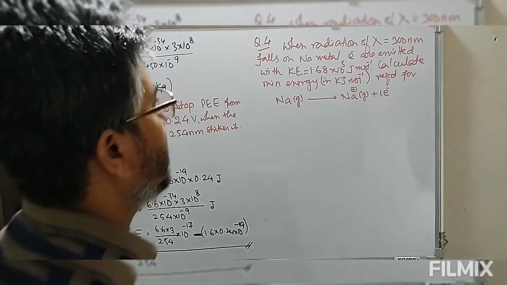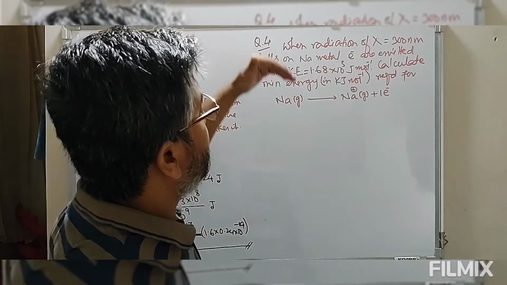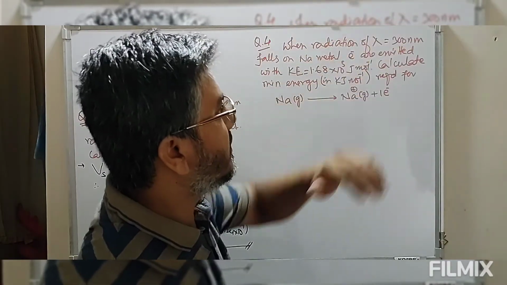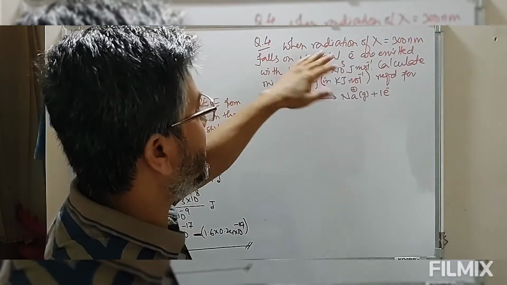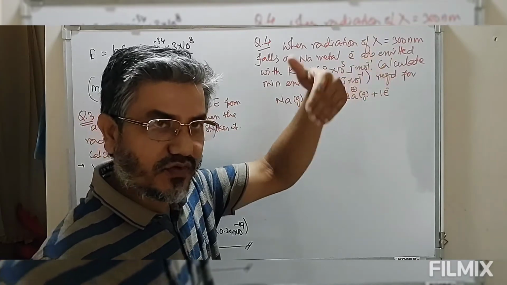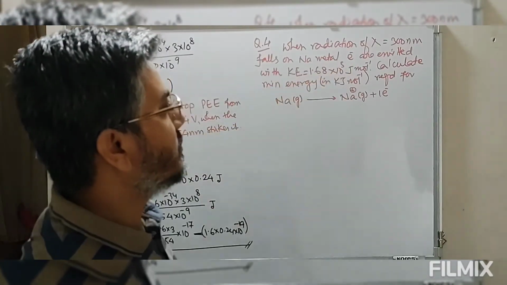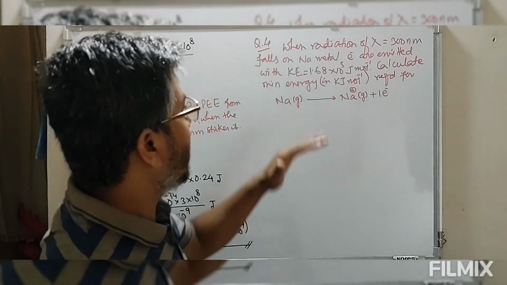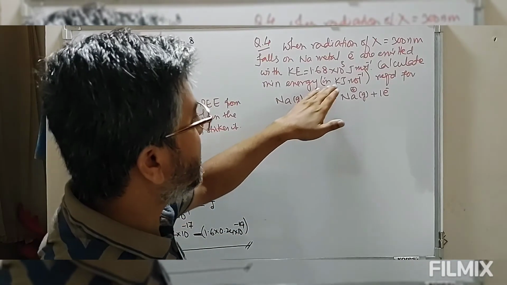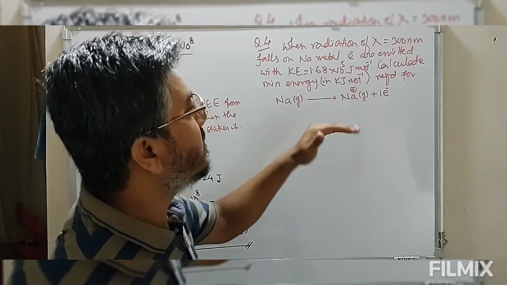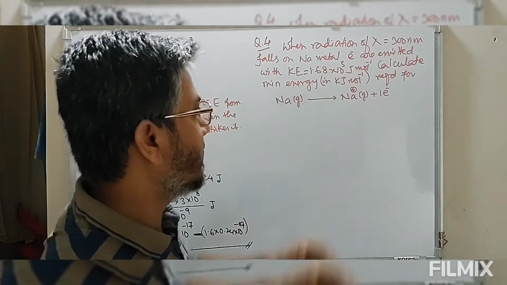Now look at this next example. When a radiation of 300 nanometer wavelength falls on sodium metal, electrons are emitted, meaning we are undergoing the photoelectric effect, having kinetic energy 1.68 into 10 to the 5 joule per mole. Calculate the minimum energy in kilojoule per mole required for this process.